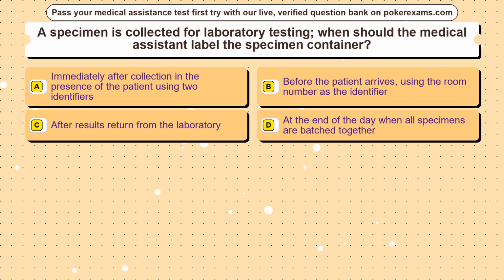Question 56. A specimen is collected for laboratory testing. When should the medical assistant label the specimen container? Option A, immediately after collection in the presence of the patient using 2 identifiers. Option B, before the patient arrives, using the room number as the identifier. Option C, after results return from the laboratory. Option D, at the end of the day when all specimens are batched together.